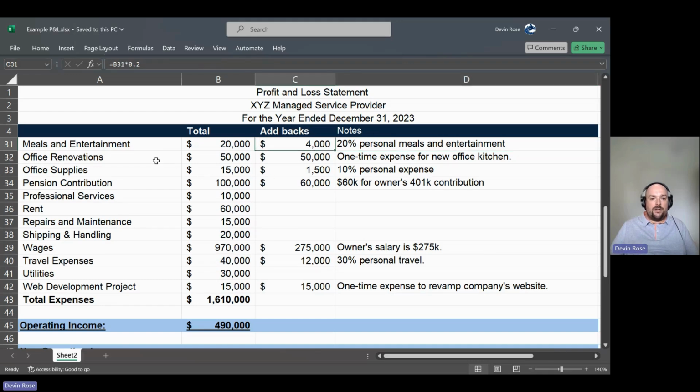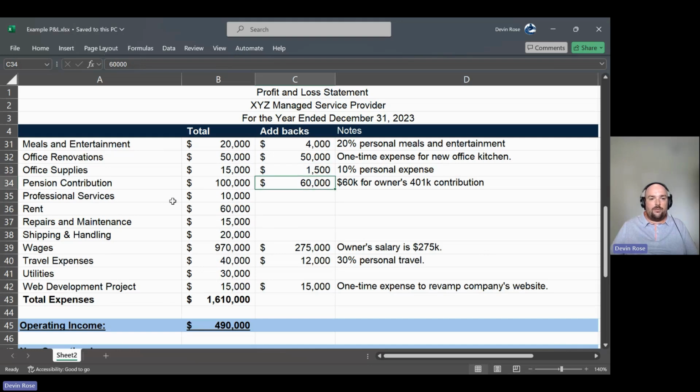Then we have an office renovation of 50 grand. This is a one-time expense for a new kitchen in the office. So it's one time, it gets added back in its entirety, so that's the 50 grand there. Office supplies of 15 grand. We're assuming about 10% is personal, so we add back $1,500. For pension contribution, we have $100,000 total, of which $60,000 is for the owner's 401k. So we add that 60 grand back.